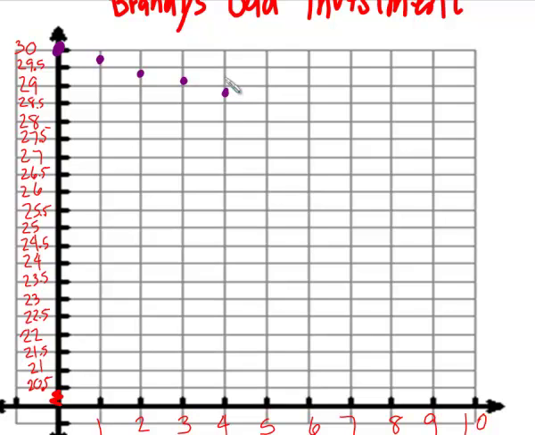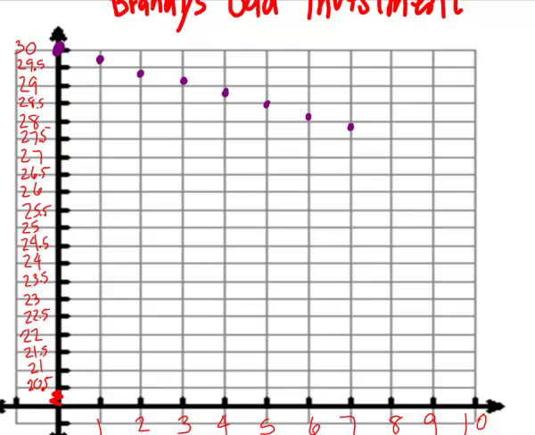And then day 5, we've got 28.5, so that's going to be right here. I'm sorry, that was day 5. Day 6, we've got 28.2. So we've got 28.2. Day 7, we've got 27.9. So 27.9, so right here. As we can see, this is going to be a very straight line.